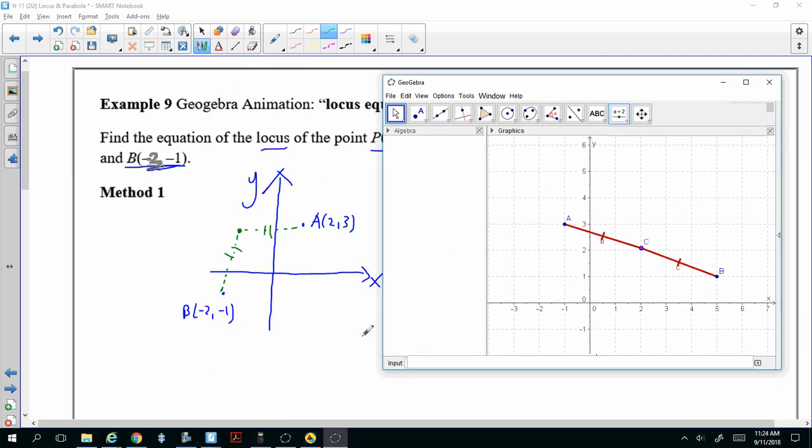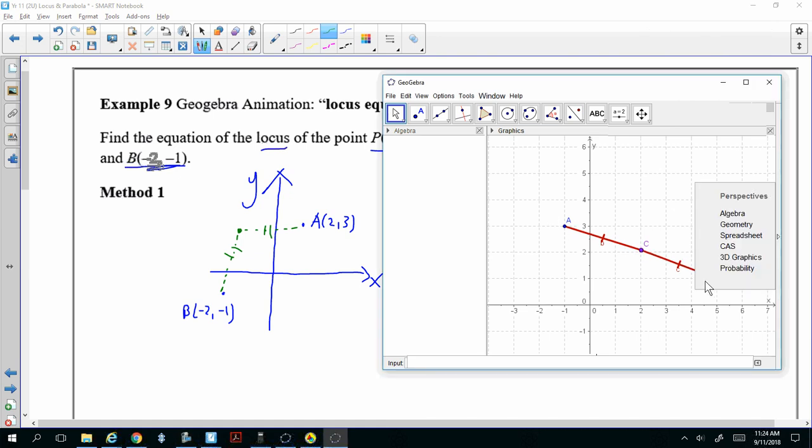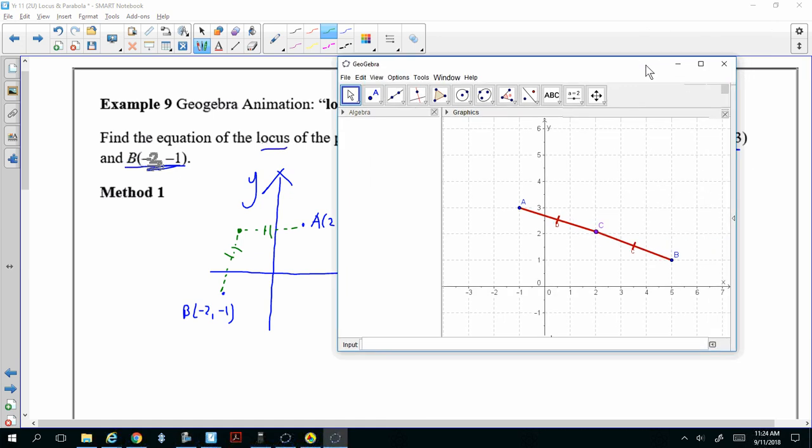P is equidistant from A and B. Okay, let's see what happens when we move C. So when we move C, if it's always keeping the same distance from the other 2 points, what do you get? You get a straight line, isn't it? Right? So let's find the equation of that straight line.